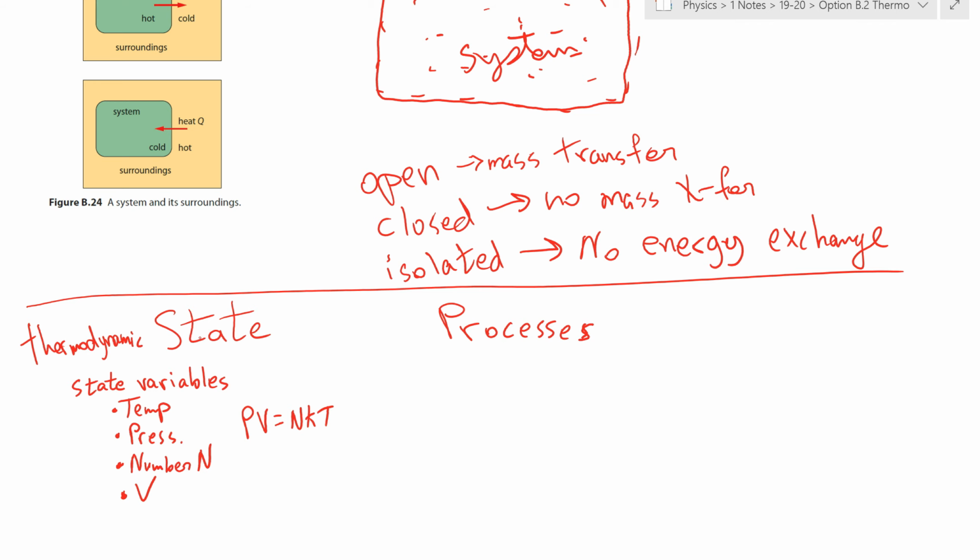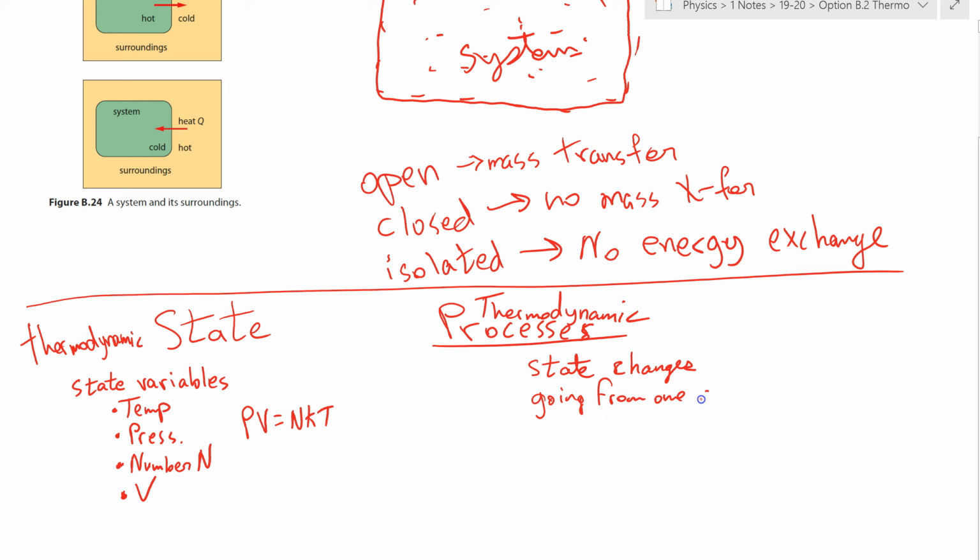A state changes when any of the state variables change. So if temperature changes just a little bit, that's a completely new state. All of the state variables probably are adjusted in addition to temperature. So it's a completely different state. So a process, or a thermodynamic process, is when a state changes. Or the process itself is going from one state to another.